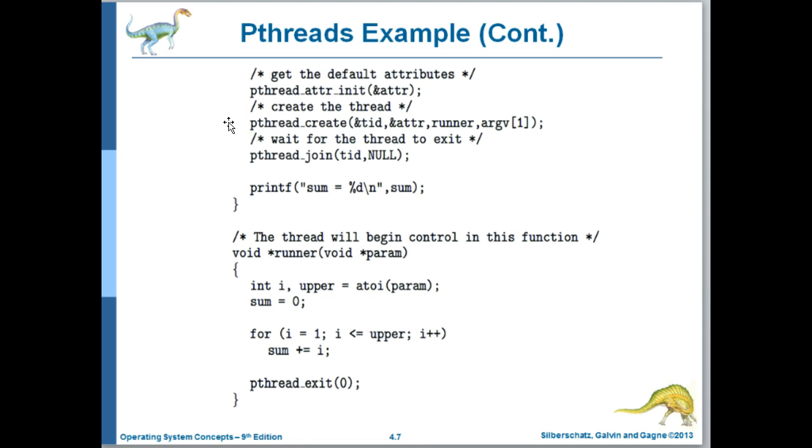So this function creates the thread and starts it running, and then the main thread will wait here. Join corresponds to wait, and it'll wait for the thread with this thread ID to complete before it continues along. So here's the thread itself. It looks like it's just computing a sum, and then finally exits.